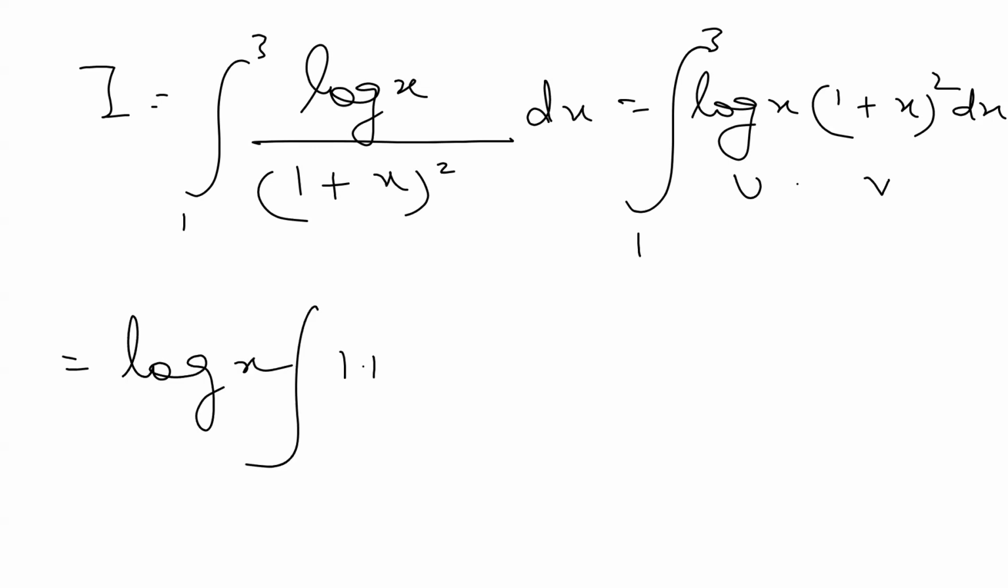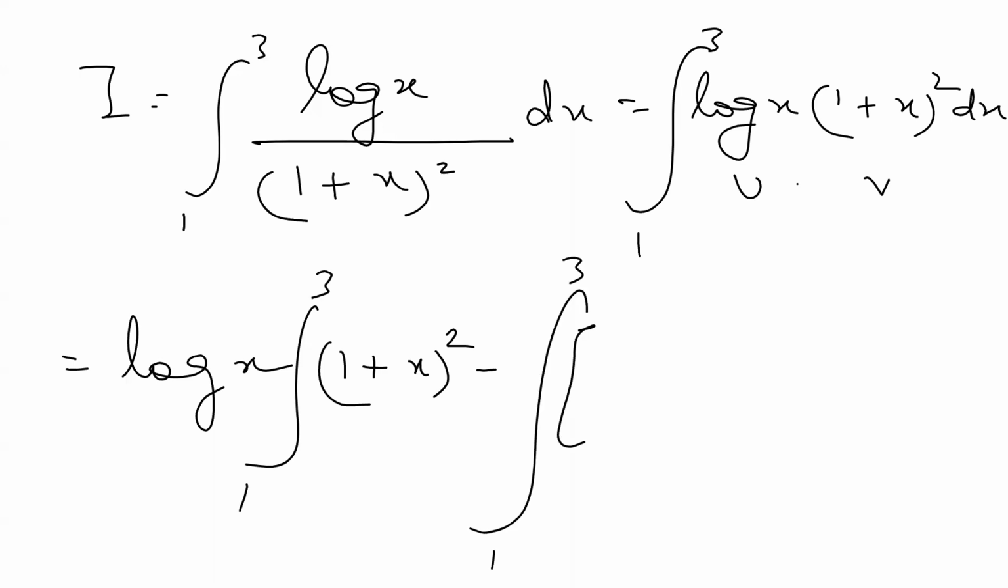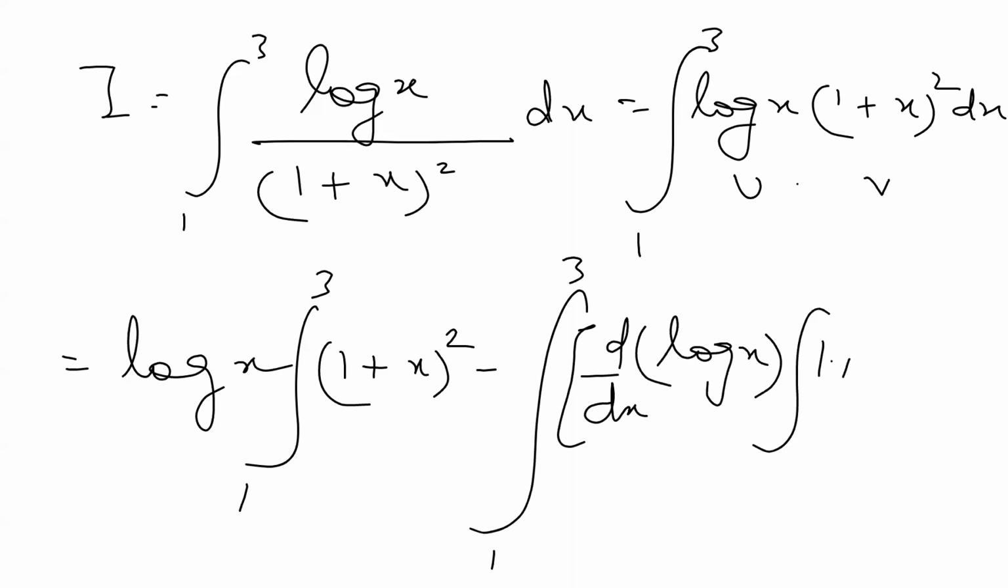Log x into integration of (1 plus x) the whole square, 1 to 3, minus integration of d by dx of log x into the integration of (1 plus x) the whole square.